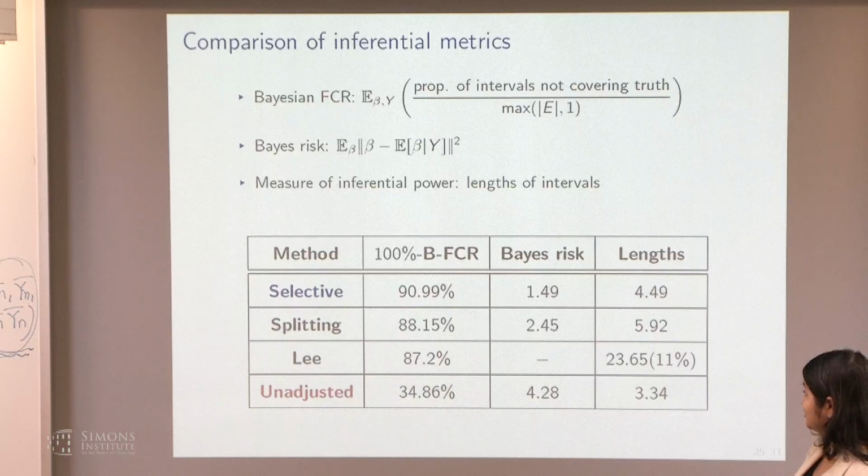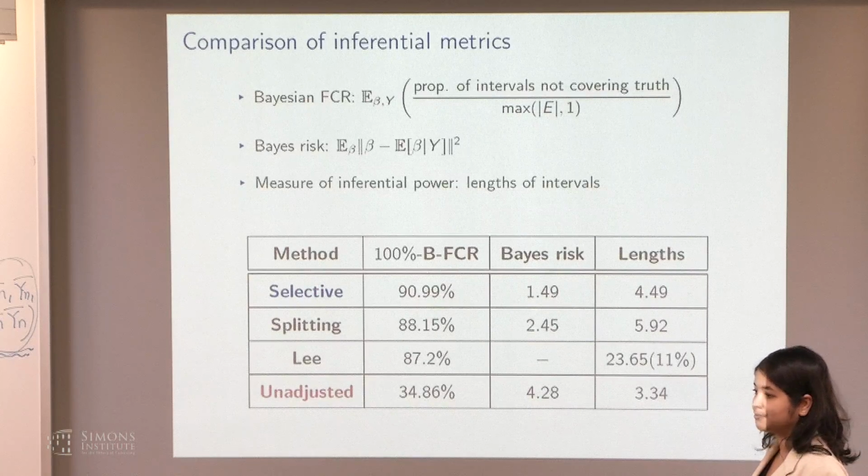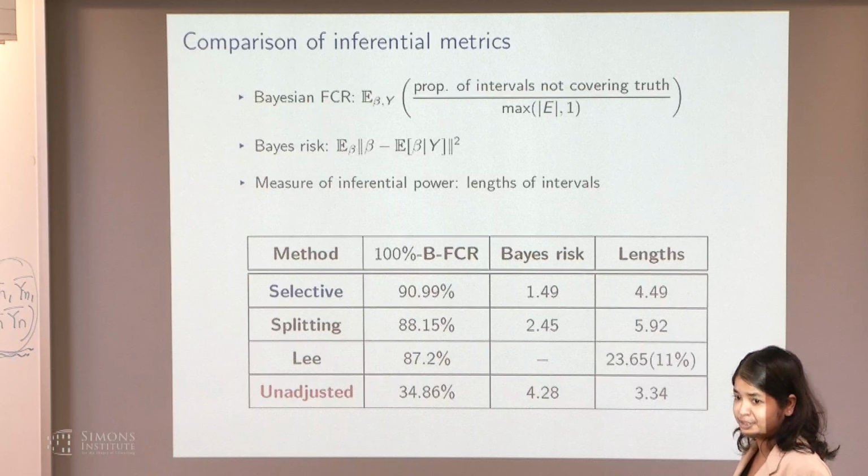My target is 90%. These are the selective intervals. These are the intervals that I obtain when I do not factor in selection at all, and you can see how bad they are. These are the Lee et al. intervals, which are frequentist intervals. They're not Bayesian in that sense. And this is splitting. Splitting again overcomes selection bias, so you don't face the problems with selection at all. These are the posterior means that I compute based on the different distributions, and these are the lengths of the intervals. So again, the selection adjusted posterior that we obtain by appending the truncated likelihood to the prior happens to win on a number of inferential metrics.